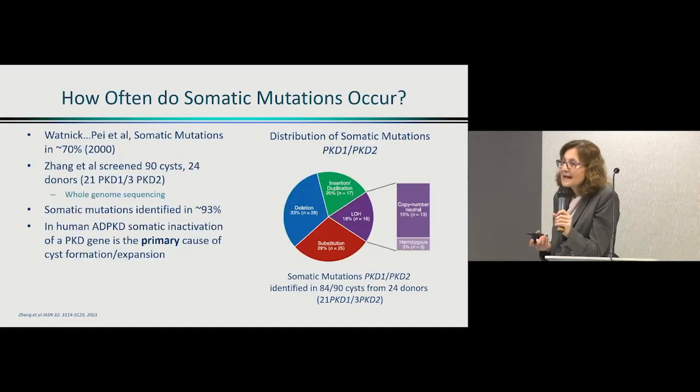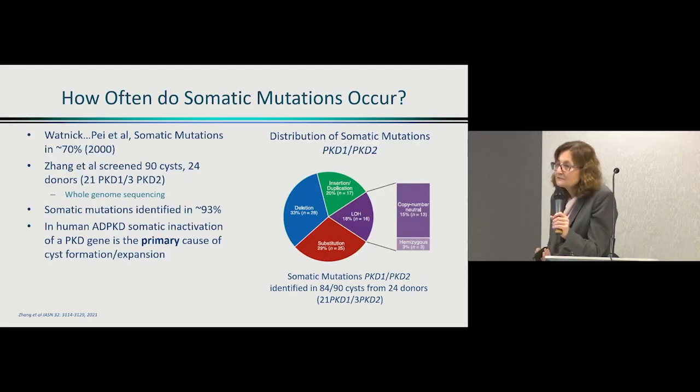So the question is, how often do you see these somatic mutations occurring? I did a study with York many, many years ago, 2 decades ago now, and using maybe not state-of-the-art genetic methodology at that point, we were able to find somatic mutations in 70% of cysts. But more recently now, with whole genome and whole exome sequencing, you can really do quite a bit better.